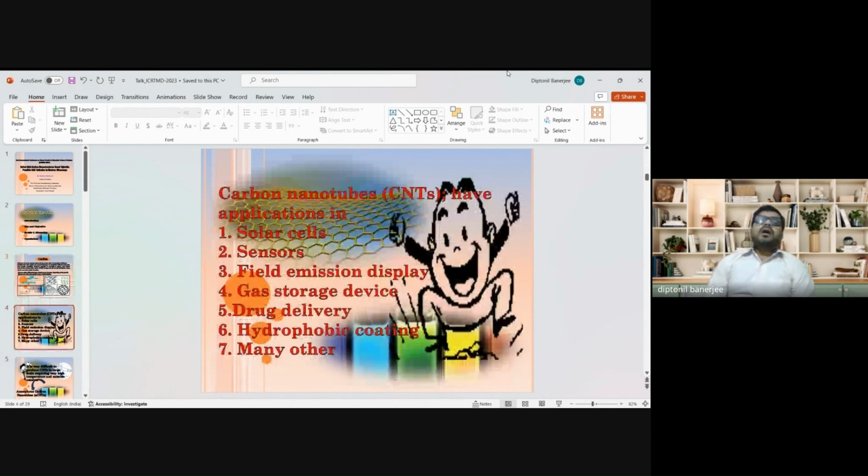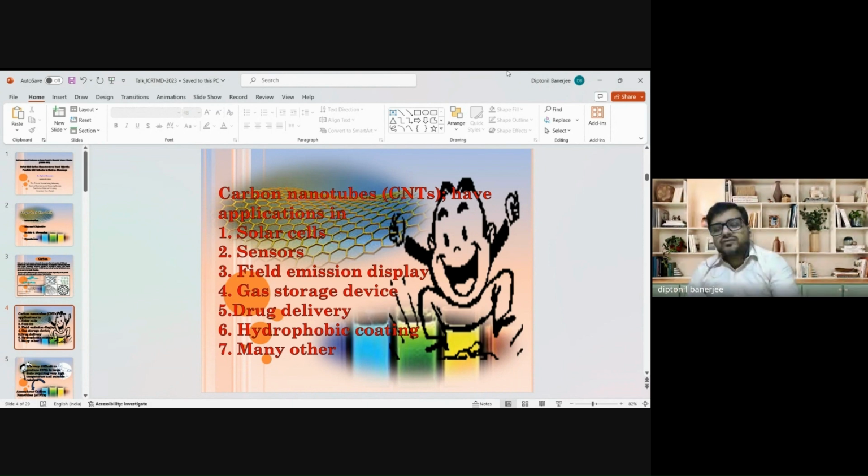So, in the advent of nanotechnology, when in the year 1991 the carbon nanotube was discovered by Iijima, the entire research and technical community jumped for joy to see that the material has a tremendous scope in different applications that include solar cell, sensor, field emission display, gas storage device, drug delivery, hydrophobic coating, and many others.